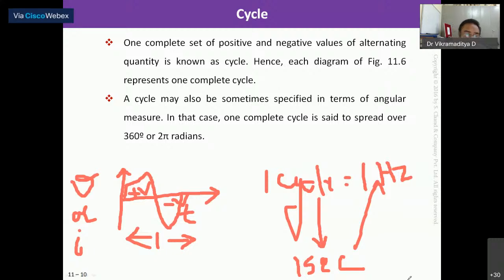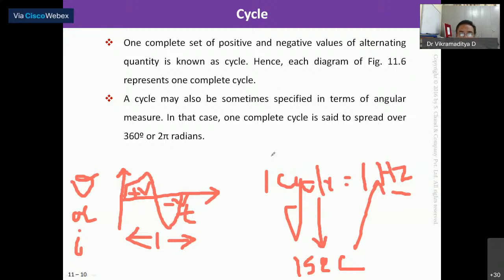Mind it. If this set of positive and negative is completed in 1 second, then we call it a 1 hertz frequency. If two cycles are completed in 1 second, then what will be the frequency? Please write in the chat box. 2 hertz. Very good. If 3 cycles are completed in 1 second, the frequency will be 3 hertz.